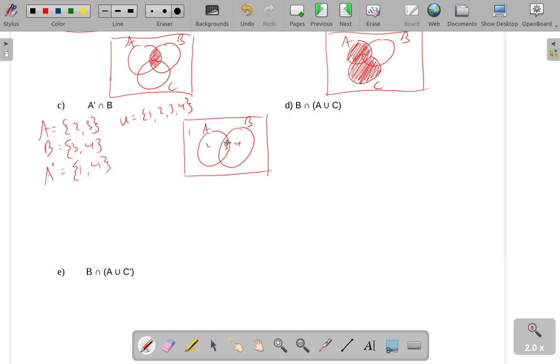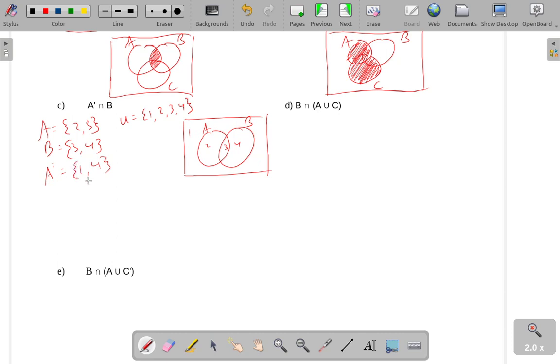Graphically, if you think about what that means, this is A, the stuff that's inside A is right here. A complement is everything that's outside of A. That's going to be 1 and 4, these two regions right here. That makes sense. If I was to shade this in, A complement would look like this. You can see it's everything except A.